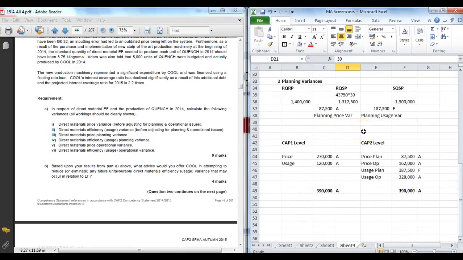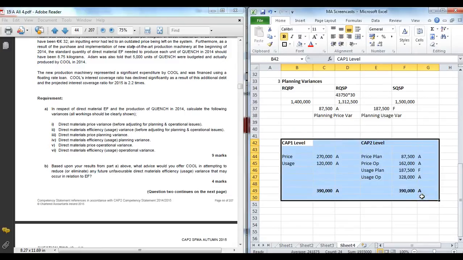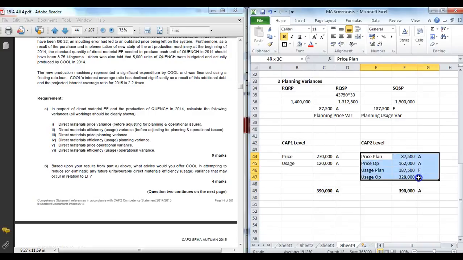So again, it wasn't asked for here, but it can be asked in other exam questions. So it's useful to compare, contrast them side by side to understand why CAP2 level planning and operating variances can give a lot more information for performance measurement than just looking at basic CAP1.